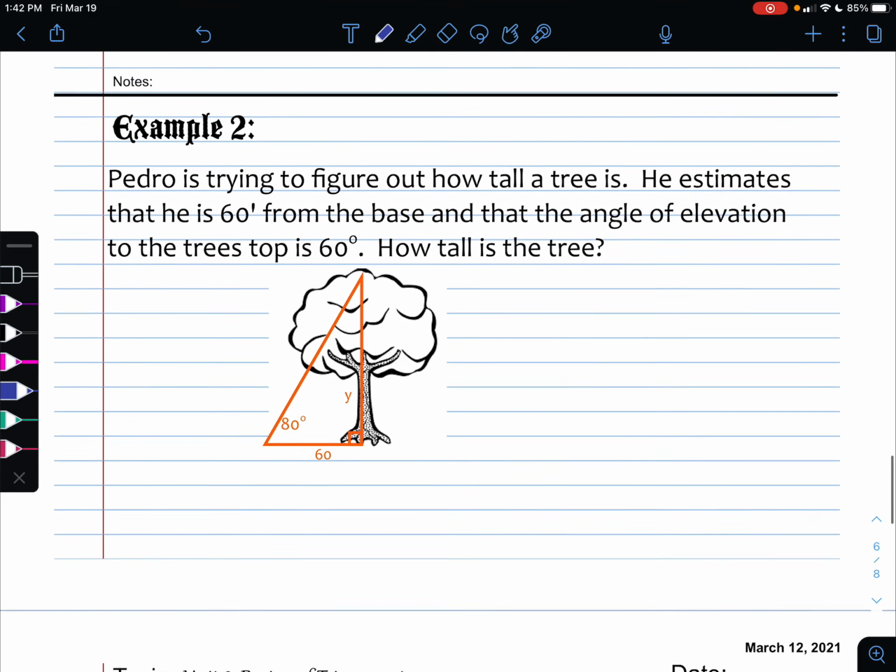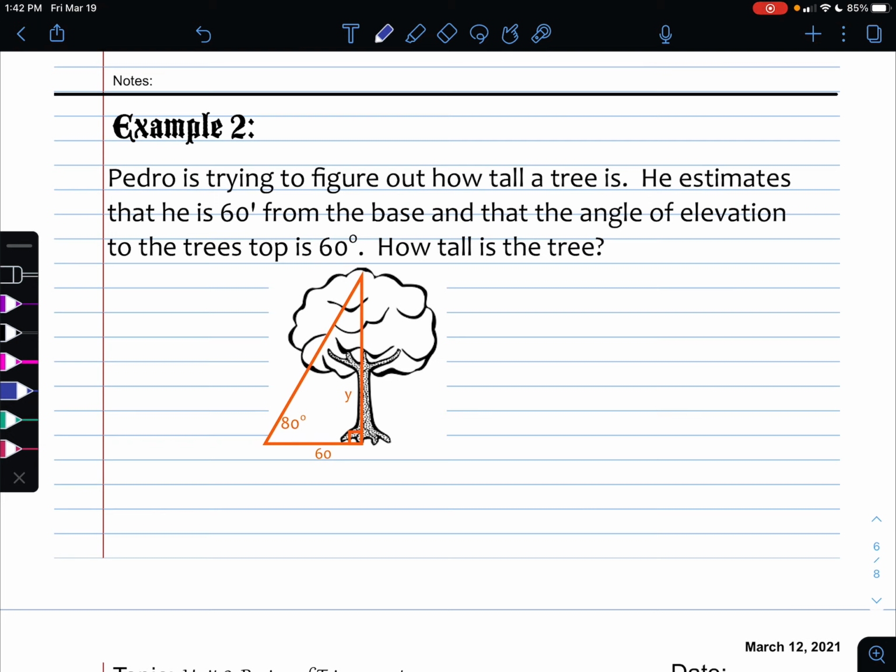All right, and our last example that I'm going to do with you is this one. Pedro is trying to figure out how tall a tree is. He estimates that he is 60 feet from the base and that the angle of elevation to the treetop is 60 degrees. How tall is the tree?